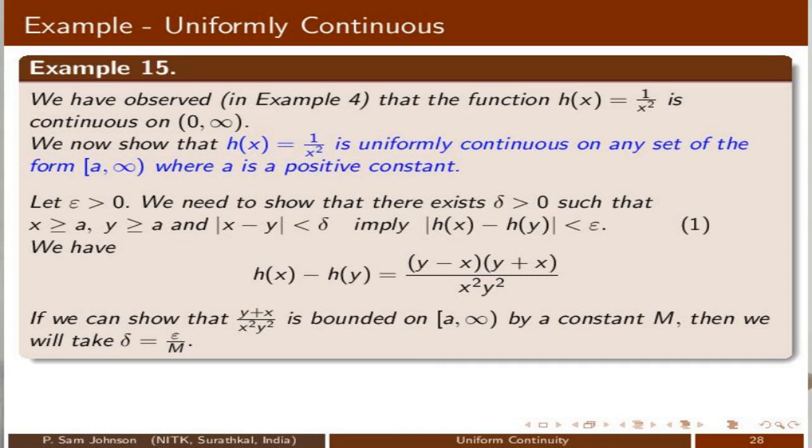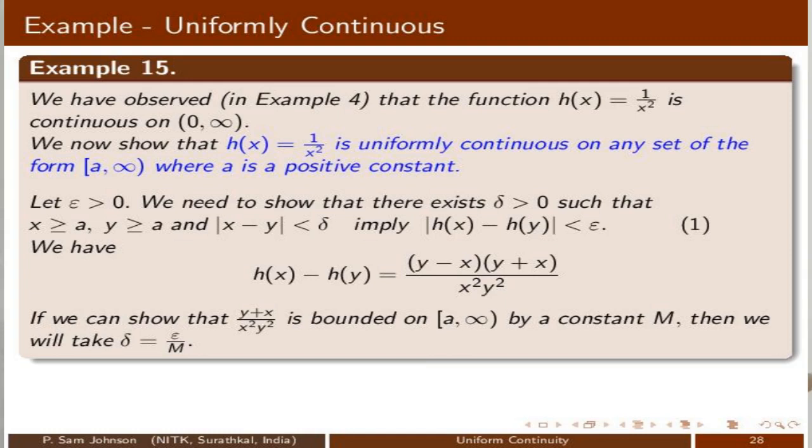Delta was depending on the choice. But here one can prove easily this function is uniformly continuous on any set of the form closed A to infinity. So the proof is given using the epsilon delta criterion. For any epsilon greater than 0, we need to find a common delta satisfying this. By finding the difference between h(x) and h(y), we can get this. So we only need the upper bound for (y plus x) over (x square y square).